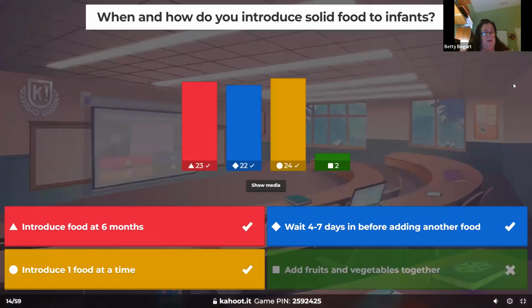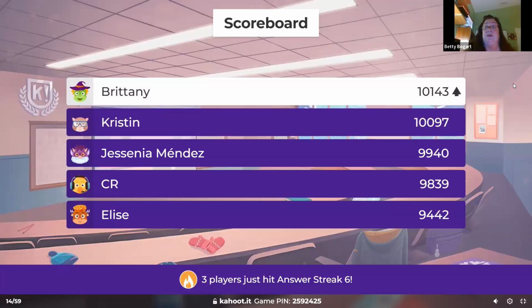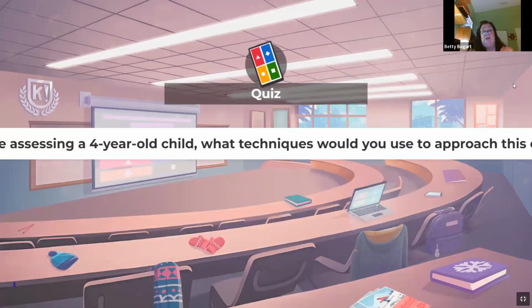So it's at 6 months, one food at a time, and we wait 4 to 7 days in between before we add the next item to make sure there's no allergies, because children do have allergies. You want to catch them before they become bad allergies.